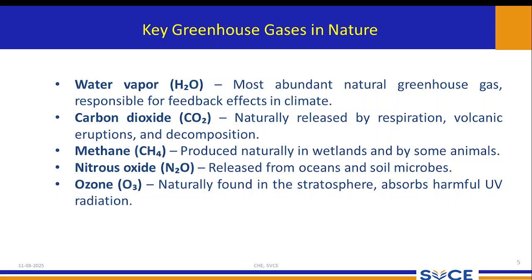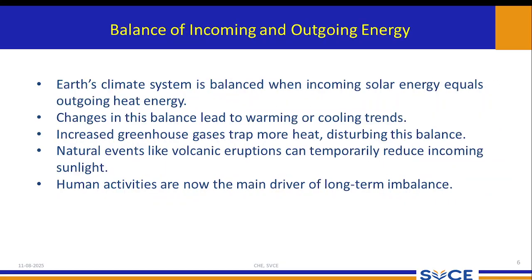In volcanic eruptions, carbon dioxide comes out, and also from decomposition. The methane is produced naturally in wetlands and by some animals. Nitrous oxide is released from oceans and soil microbes, and ozone, naturally found in the stratosphere, absorbs harmful UV radiation.